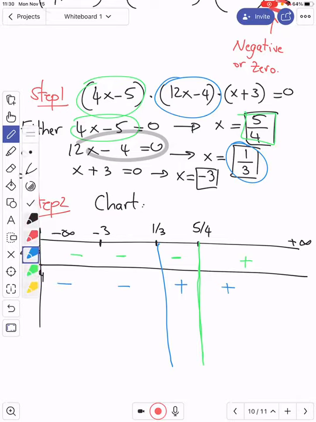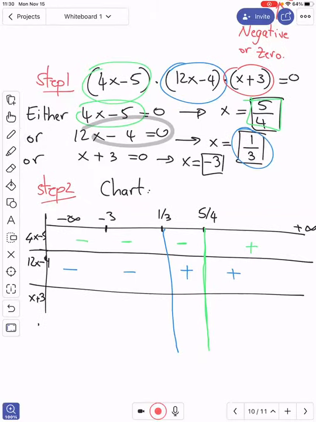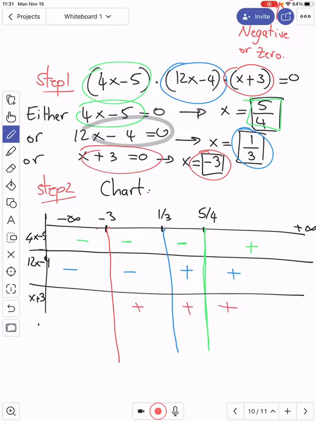Next factor, it's x plus 3. So here's my x plus 3 in the next row. What's the corresponding solution to x plus 3 equal to 0? It's -3. So here's my line representing x equal to -3. On the right of this red line it's going to be positive, and on the left of this red line it's going to be negative.